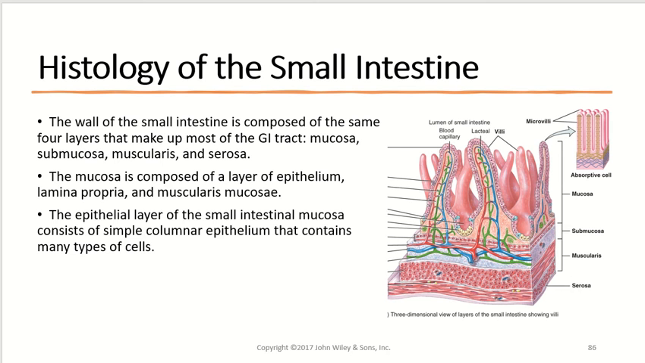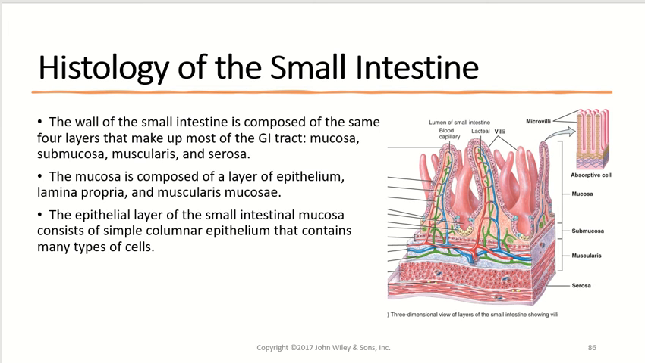Moving on then to look at the histology of the small intestines. The wall of the small intestine is going to be composed of the same 4 layers that we see throughout most of the GI tract. We've got our mucosa, our submucosa, the muscularis, and our serosa. So here we say mucosa, submucosa, muscularis, and serosa.